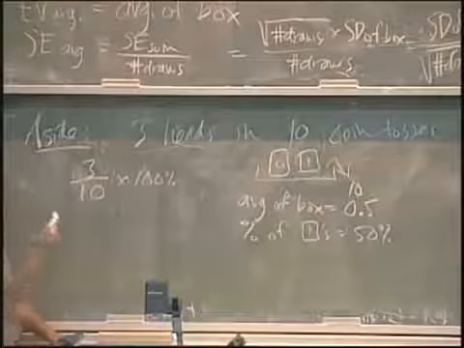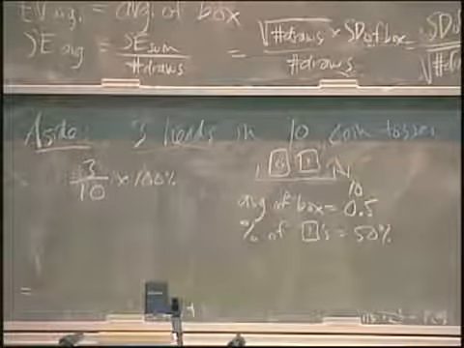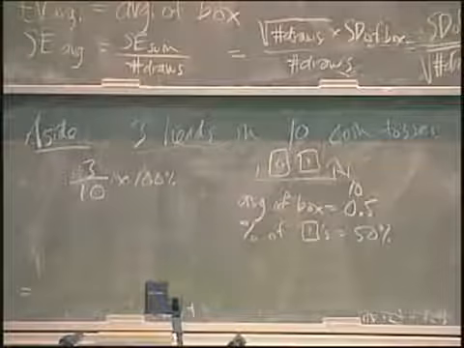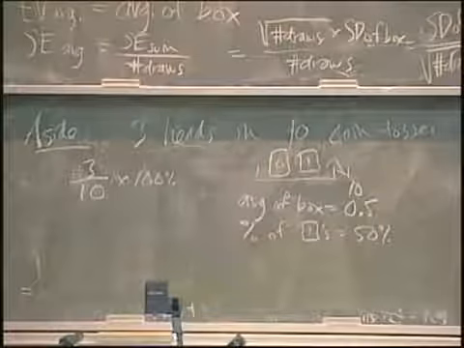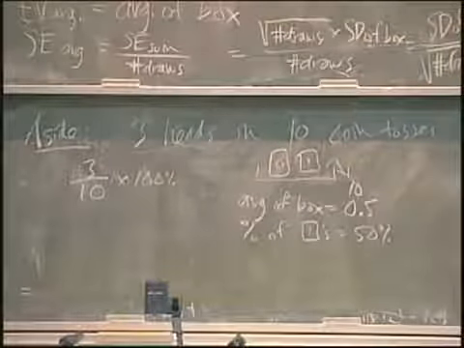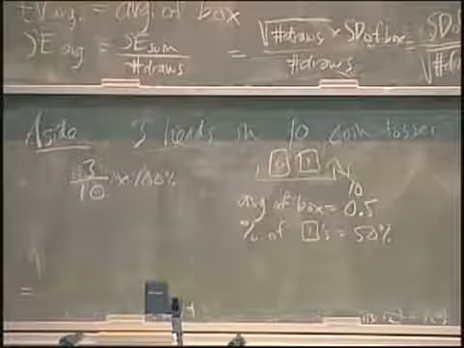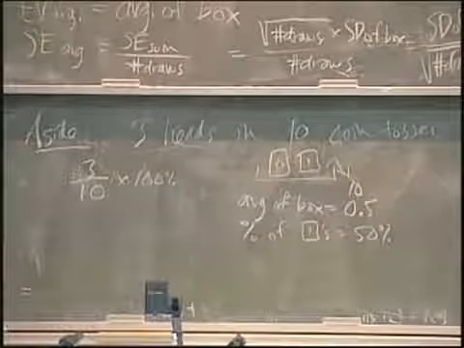The average is more general. The formula for the average refers to any box, whereas if you're dealing with percentages, you're just talking about a box with zeros and ones. Okay? Any other questions, comments? Okay.